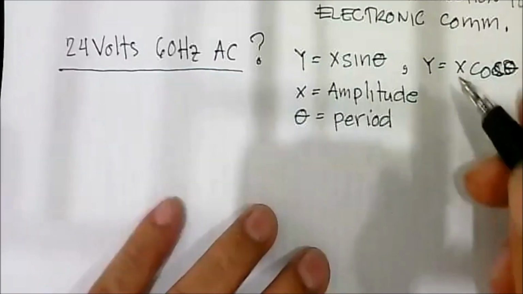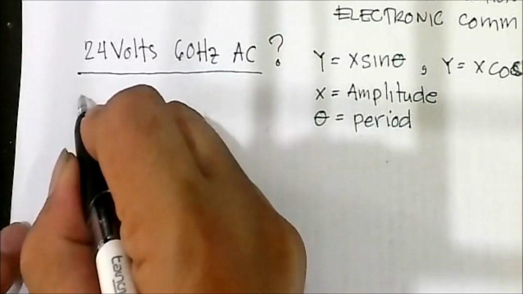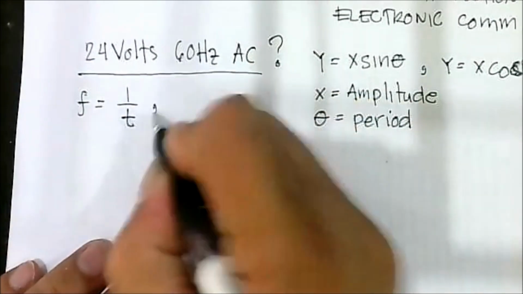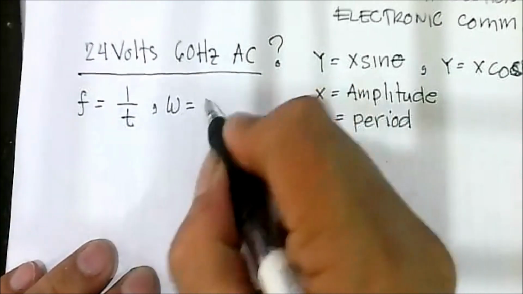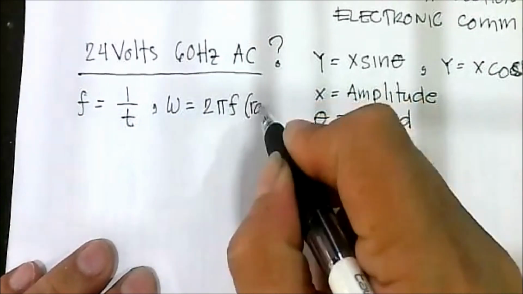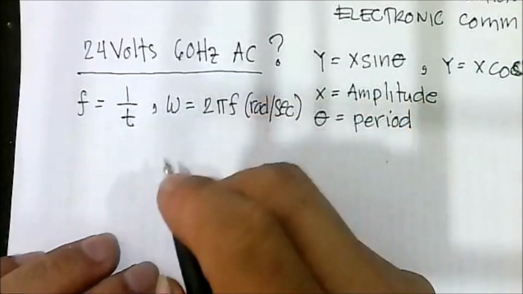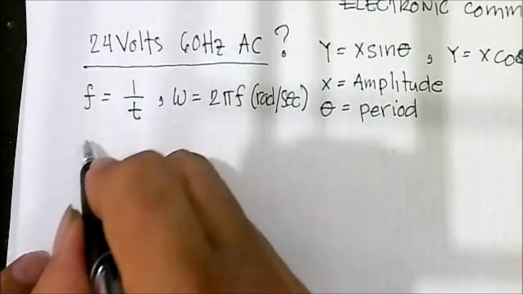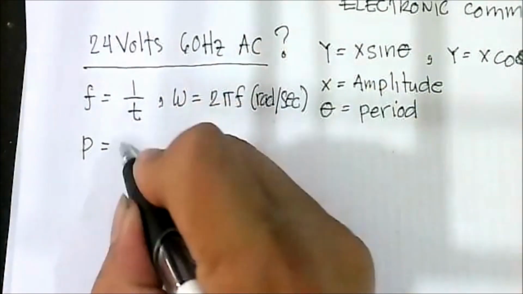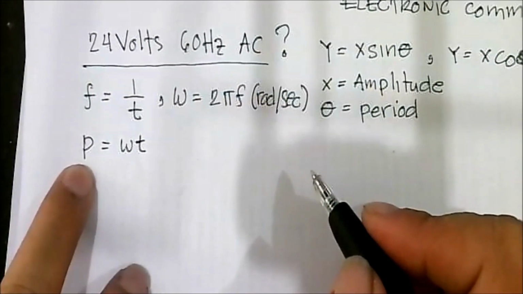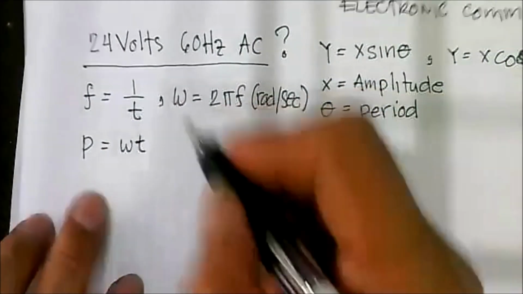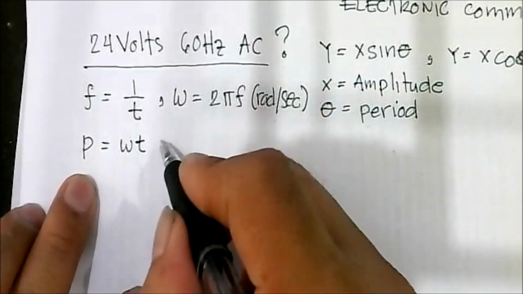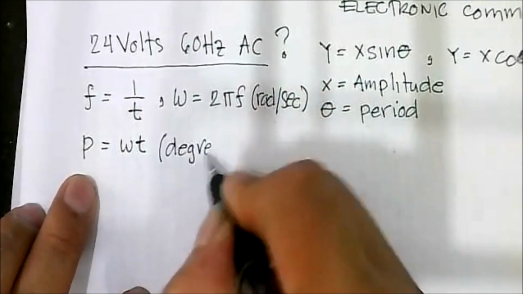We have another formula: F is equal to 1 over T. And another formula, your angular frequency is 2 pi f, and the unit is radians per second. The next relationship of period and angular frequency: P is equal to W times T, where P is your period or one cycle of a signal, and the unit is in degrees.